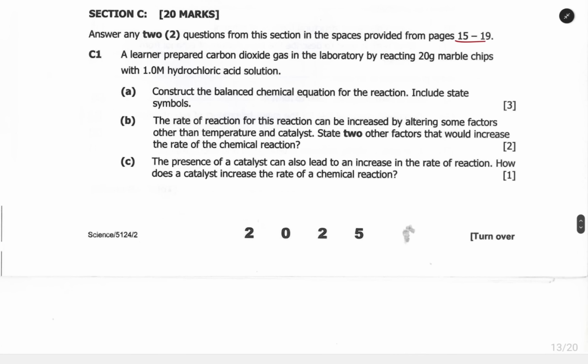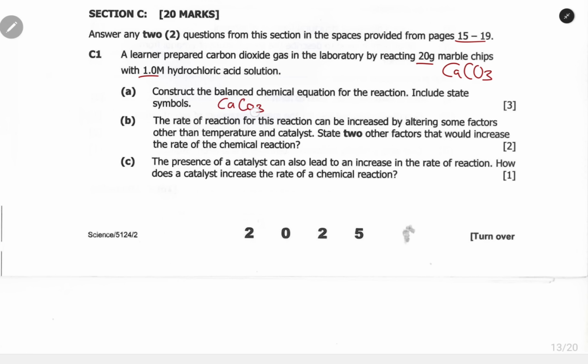Elena prepared carbon dioxide in the laboratory by reacting 20 grams of marble chips with 1.0 concentration of hydrochloric acid. Now, marble chips is calcium carbonate. You need to know that. They are saying construct the balanced chemical equation for the reaction. So, let us construct it. So, how is it going to be?